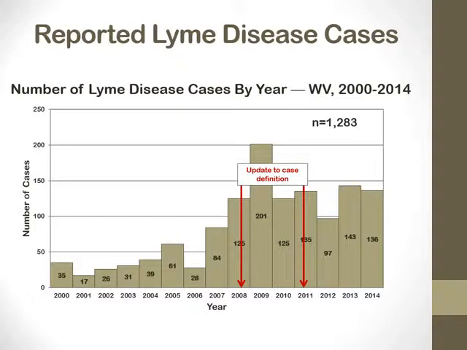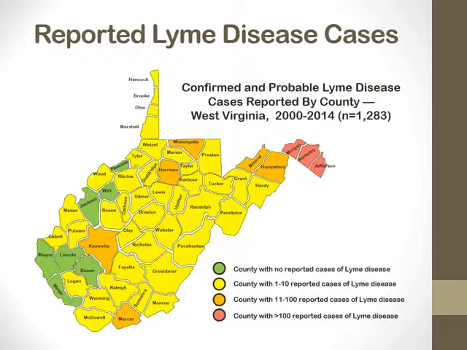Through participation of stakeholders in the Lyme disease surveillance system in West Virginia, Public Health reported 1,283 confirmed and probable cases during the 15-year period from 2000 to 2014. You can see the case reports increased after the 2008 and 2011 case definition updates.